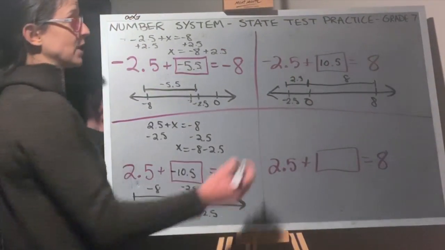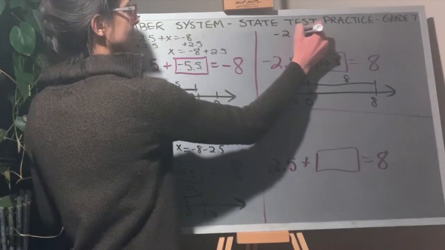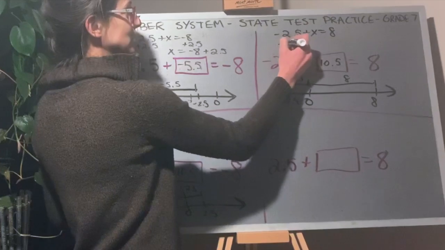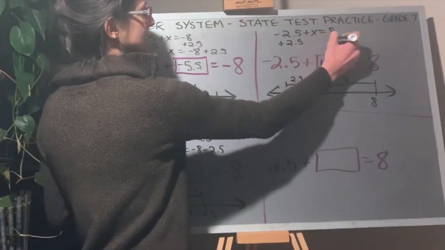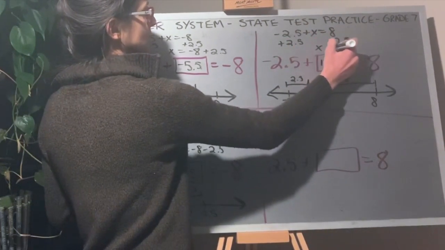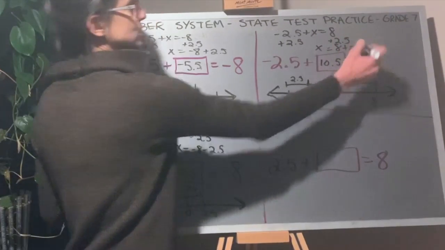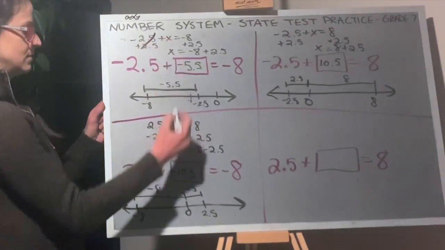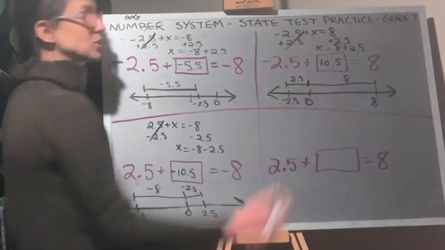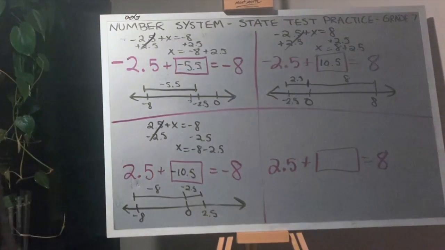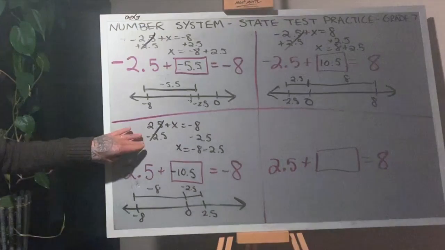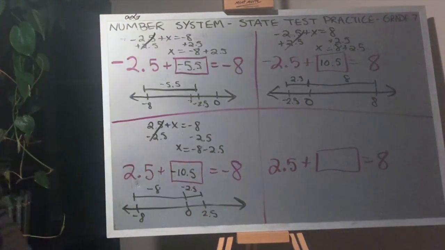Using an algebraic equation, I would do negative 2.5 plus x equals 8. I would add 2.5 to both sides, and I would get x equals 8 plus 2.5, which is 10.5. Okay? When you add 2.5 to negative 2.5, it cancels to 0. That's why we're doing that there. Or when you add negative 2.5 or subtract 2.5 from positive 2.5, it goes to 0.